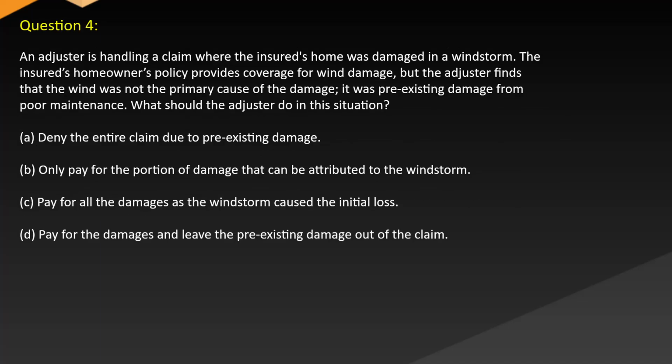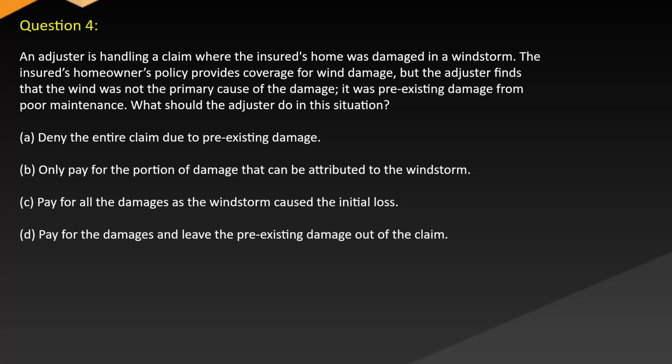Question 4. An adjuster is handling a claim where the insured's home was damaged in a windstorm. The insured's homeowner's policy provides coverage for wind damage, but the adjuster finds that the wind was not the primary cause of the damage. It was pre-existing damage from poor maintenance. What should the adjuster do in this situation?